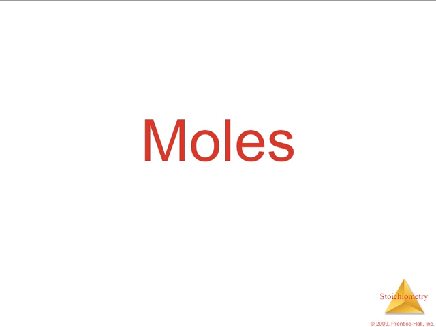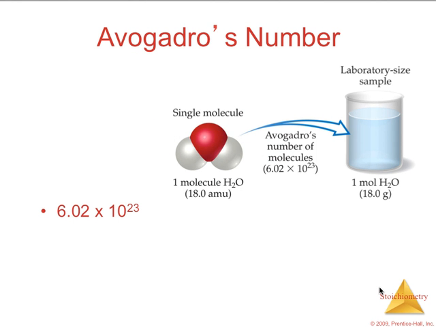So we're going to move on to moles in the quantitative unit. Most of this should be a review. All right, so moles. What is a mole? Well, a mole is really just a number. It's Avogadro's number, which is 6.02 times 10 to the 23rd.